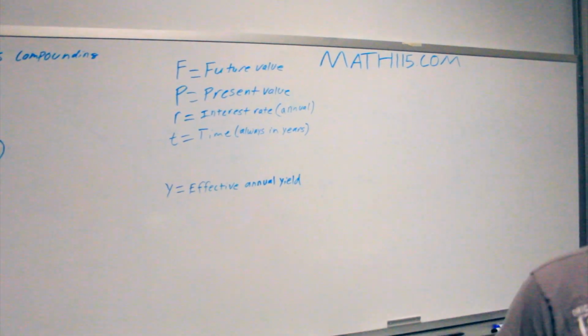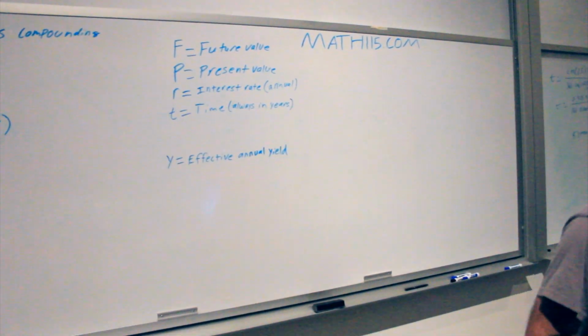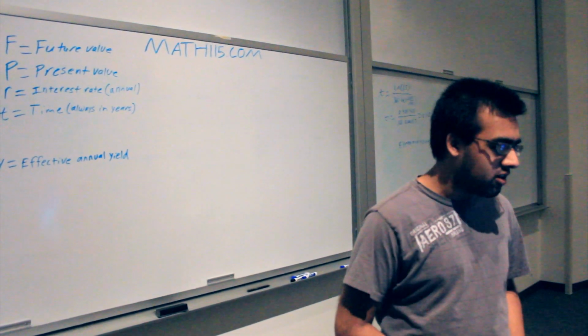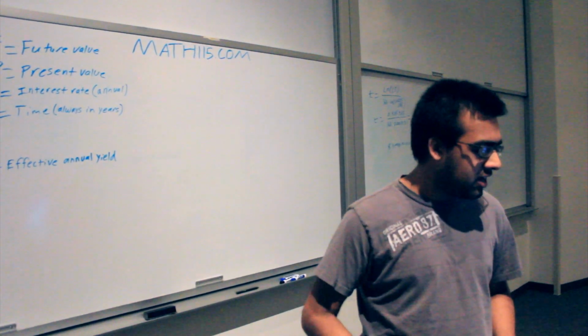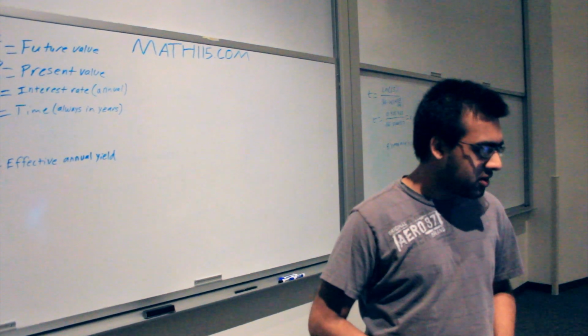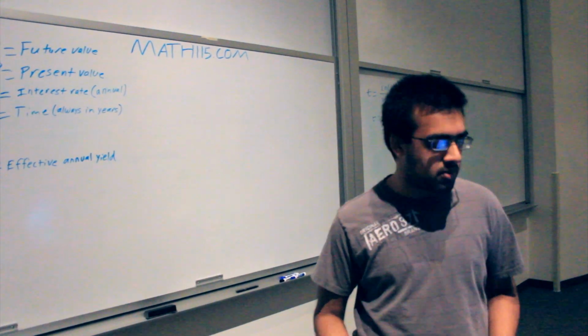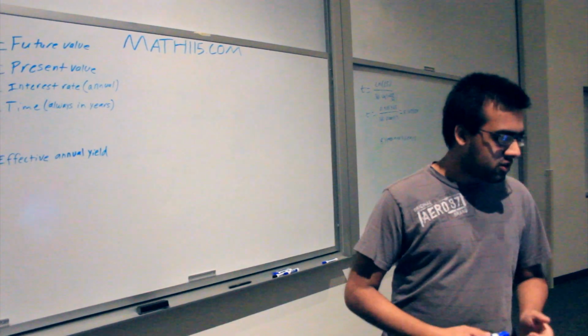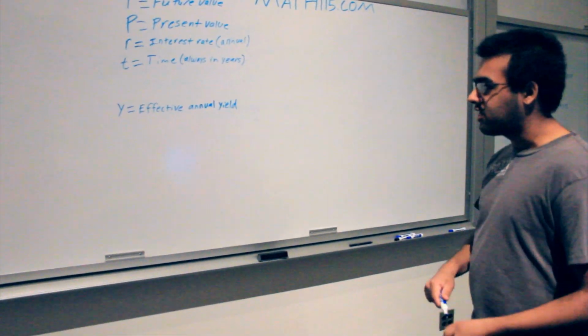Let's say you're asked, what is the value of $47,500 after 3 years and 8 months if it is invested at a rate of 6.05% compounded continuously? And then what is the yield on this investment? So let's first find the value and then we'll calculate the yield.